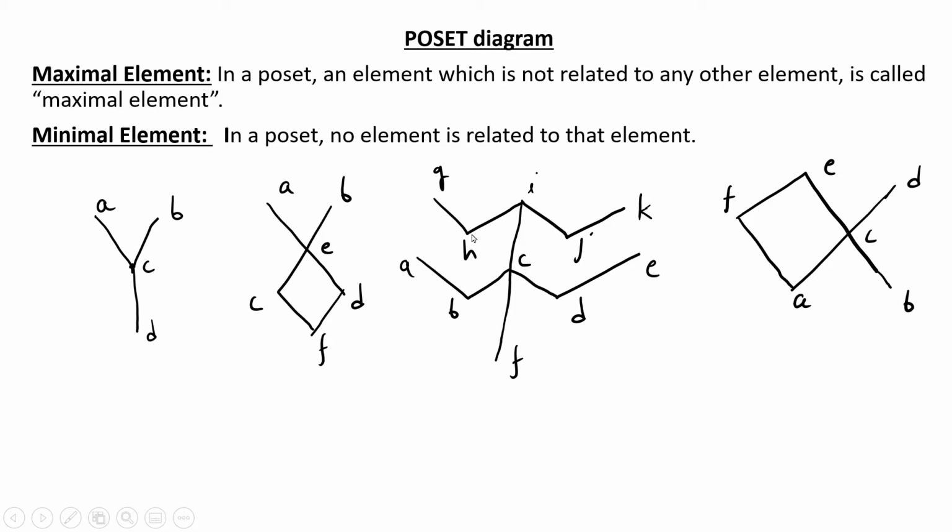Then no element is related to H, no element is related to J, no element is related to B, no element is related to D, and no element is related to F. So F, B, D, H and J are minimal elements. Then here E and D are maximal and A and B are minimal elements.